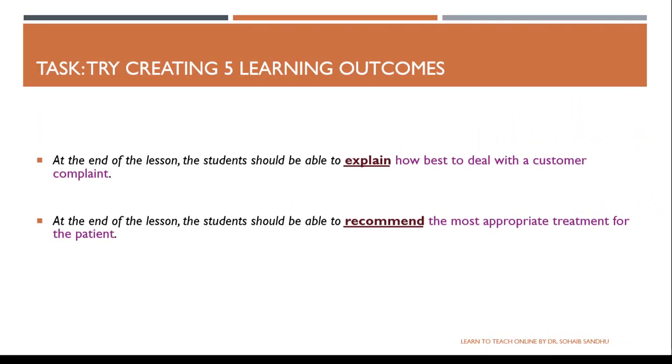So try not to get too worried at this stage. You're still learning. So at this stage, try to create 5 learning outcomes using the skills and the steps that you've already written down. But don't worry, you'll get there in the end.